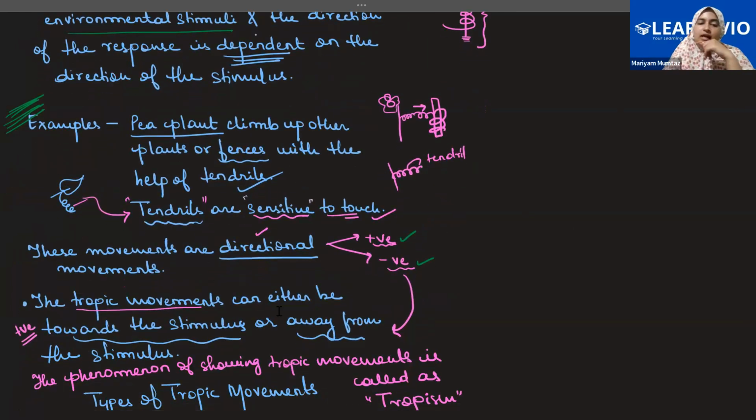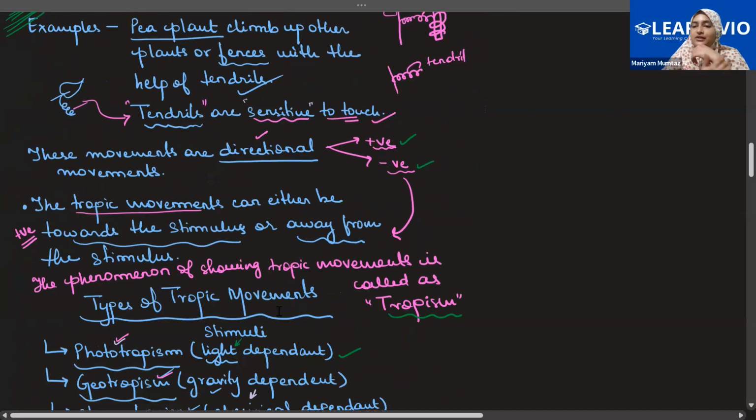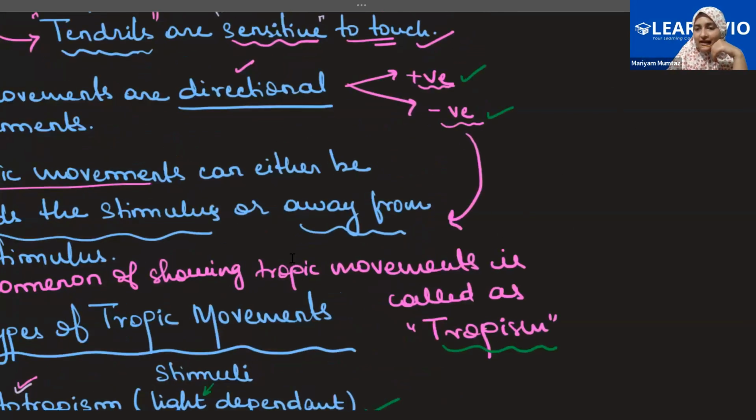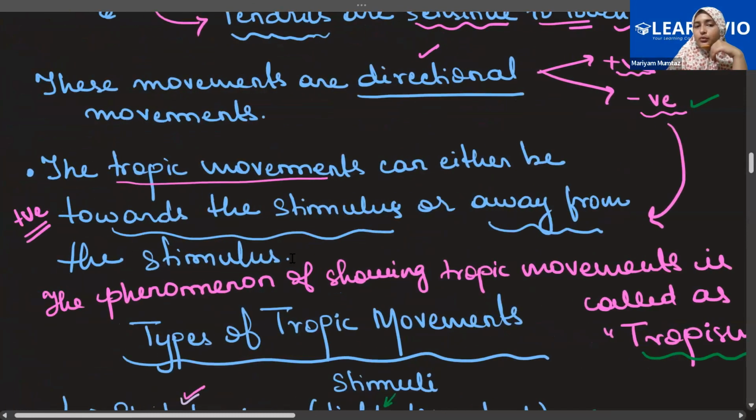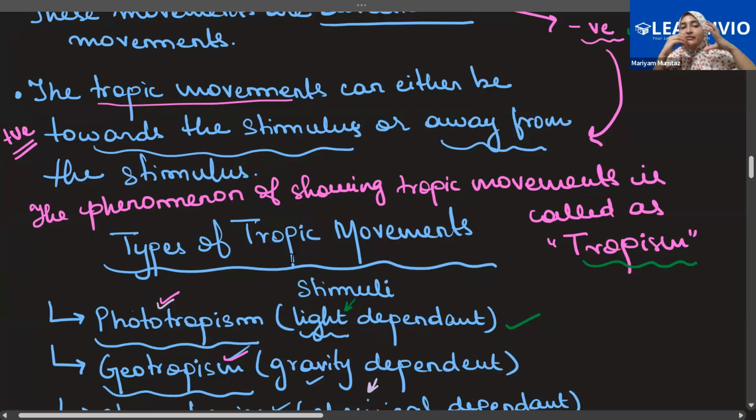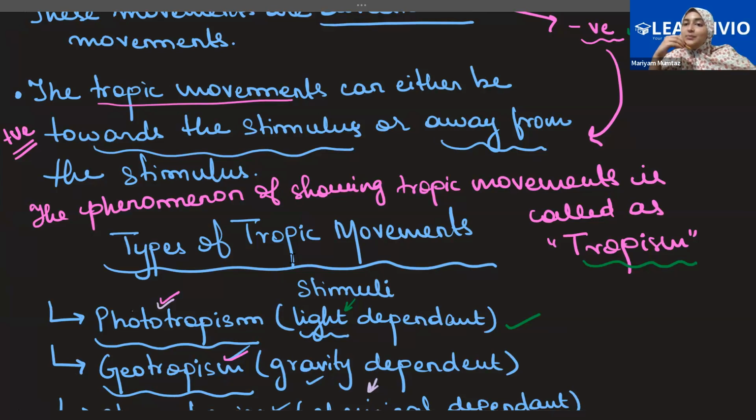Come back, everyone. Now let us talk about how the directional or the tropic movements can be positive or they can be negative. We're going to see that. Now see, the tropic movement is the response of the plant. So whenever that response would be towards the provided stimulus, then we'll call it a positive tropic movement. And when the response would be away from the stimulus, we'll call it a negative tropic movement.